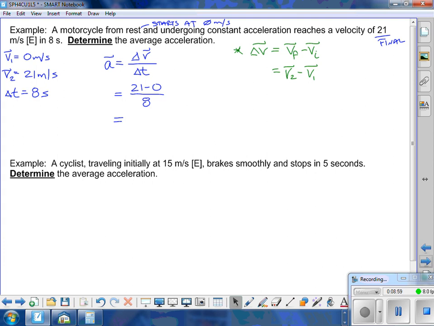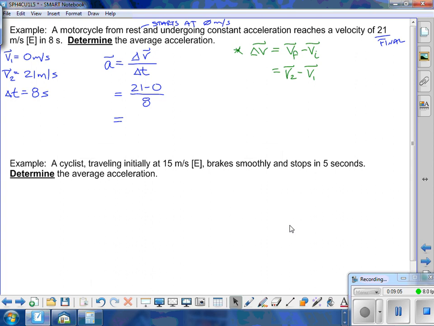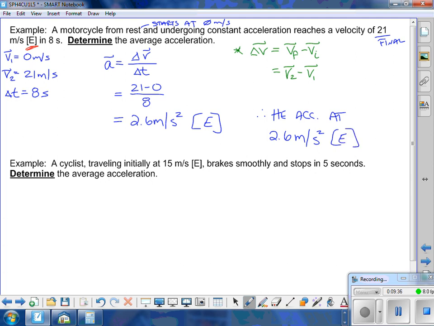21 divided by 8. We can do a decimal for this one. So 21 divided by 8 gives us 2.6 meters per second squared. Now, acceleration is a vector, so we do have to give it a direction. Because the final velocity was heading east, acceleration is going to be in the same direction for us. So therefore, he accelerated at 2.6 meters per second squared east. All right, there you go.